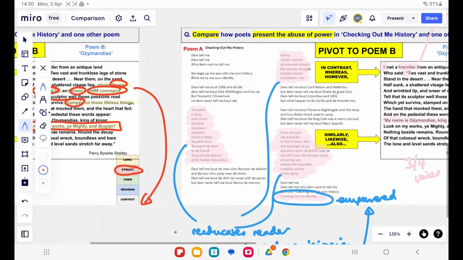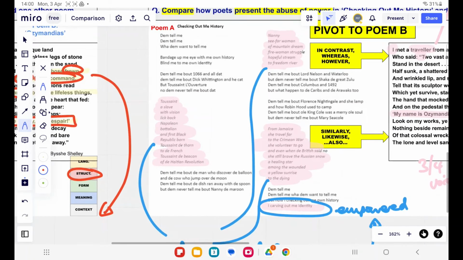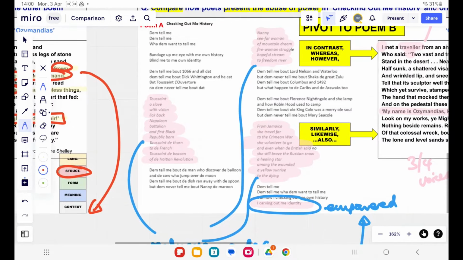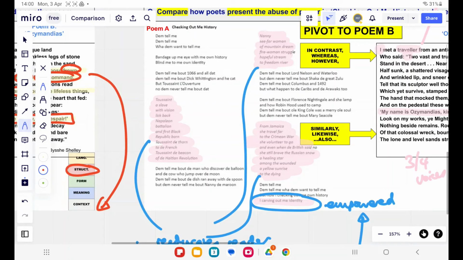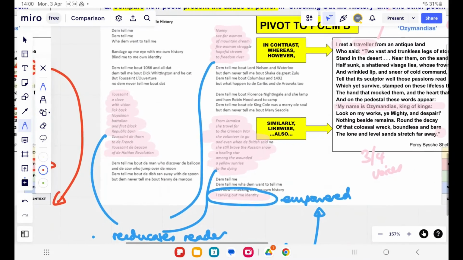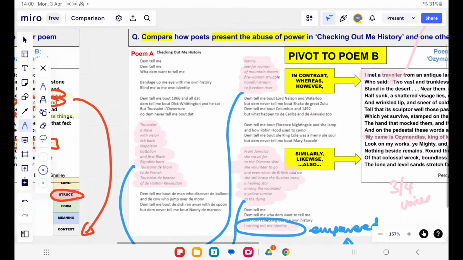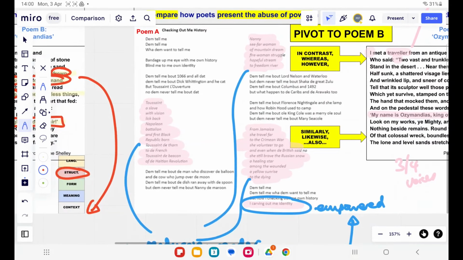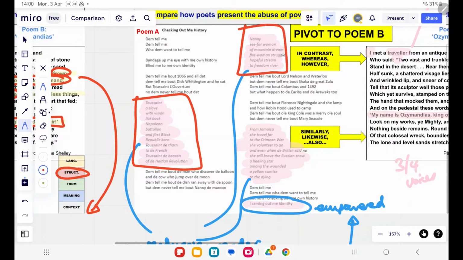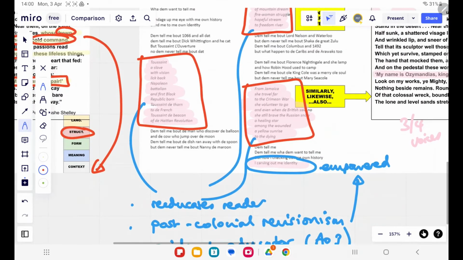Okay, let's move on to structure. We've already talked about this very loose, free structure, and that's form. I'm going to stick with structure here. I think what's interesting here is we get this kind of history lesson. We get 3 mini history lessons here, and this is a kind of re-educates the reader.